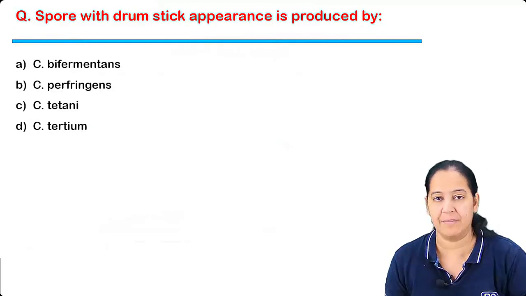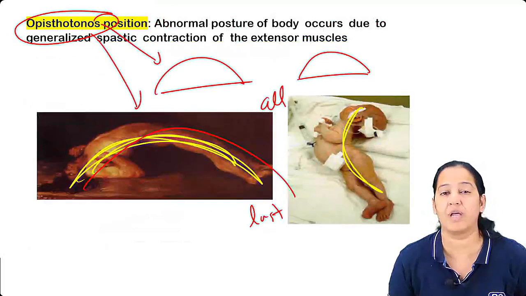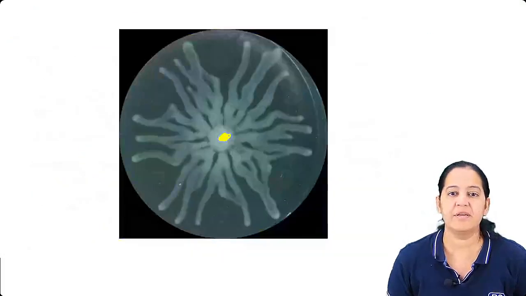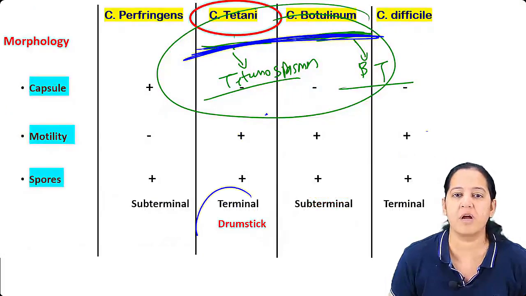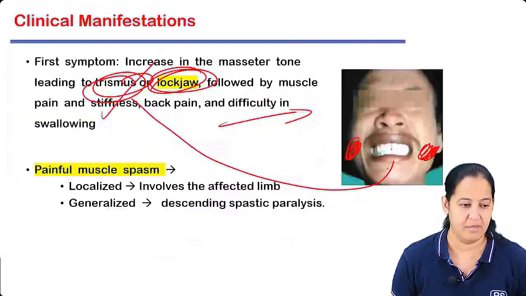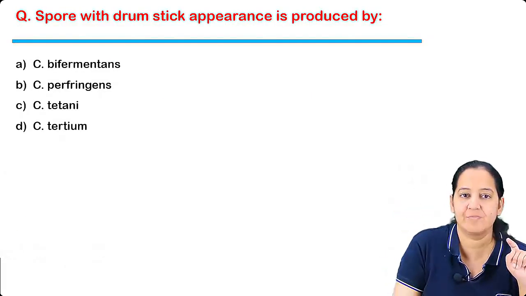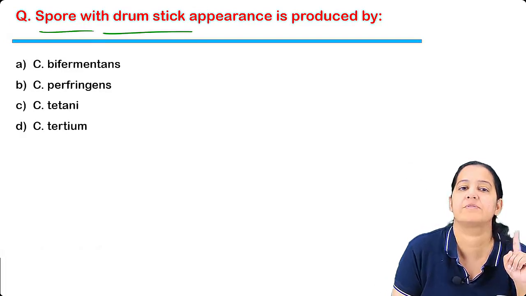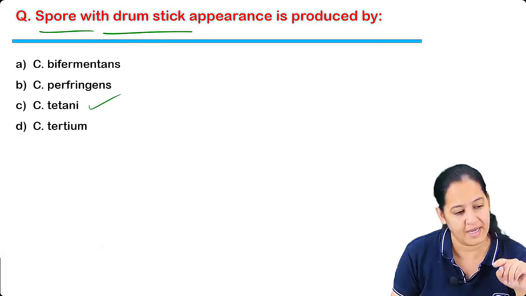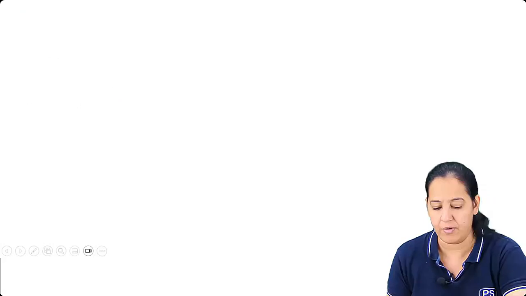Read the question. Tell me the answer. One more thing I forgot to tell you. Here it is written now: the spores are drumstick. Okay, I will tell. Let's read the question. I will give the explanation here. Spores with drumstick appearance, just now I told you about tetany. But here I need to tell you one thing. You can draw it. This is not given in the notes. I forgot to tell. If you wish, you can draw.